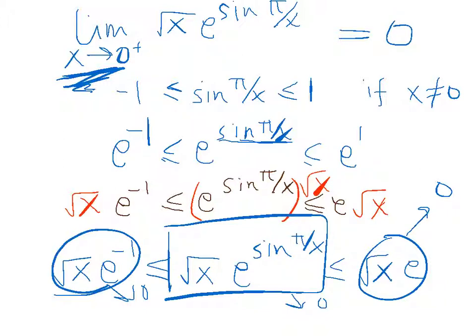Okay, so you see in this case, I didn't start with an absolute value inequality to produce the inequality, because I don't just have the sine or the cosine now, I have e raised to that.